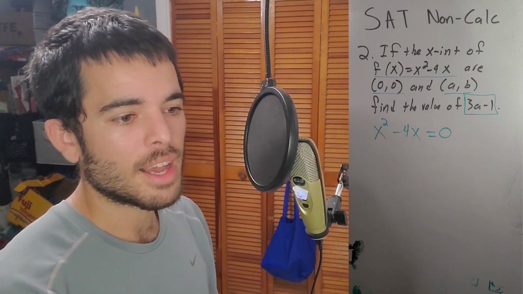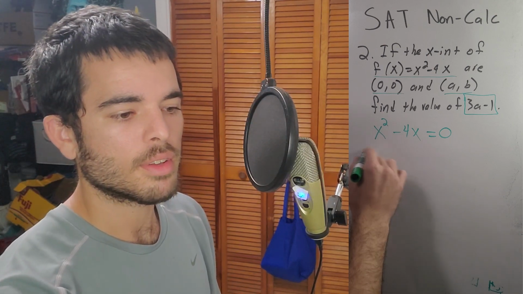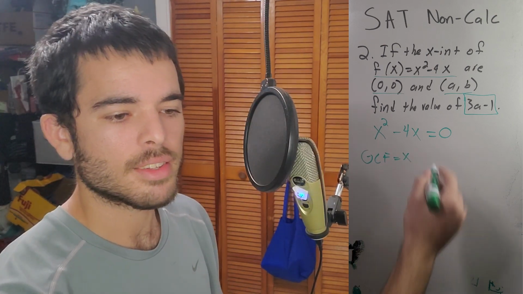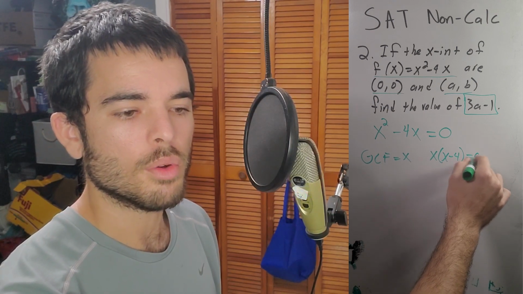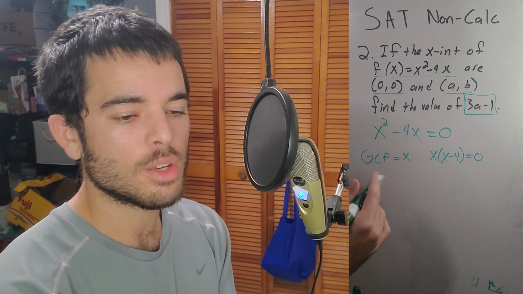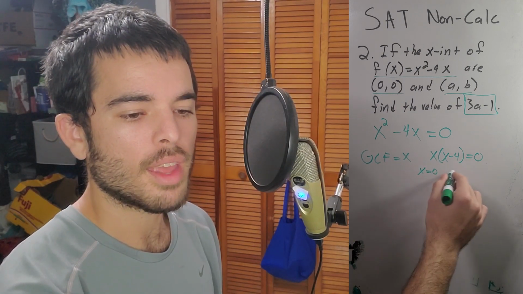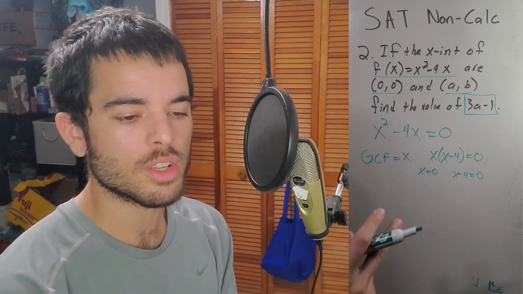Now, as I factor this out, it's actually a relatively simple factor process. What's my GCF? My GCF is x. So I could rewrite this as x times x minus 4 equals 0. I basically pulled out an x from each of these terms. Now I could split this into 2 equations, x equals 0 and x minus 4 equals 0. This is how I can find my 2 x-intercepts.